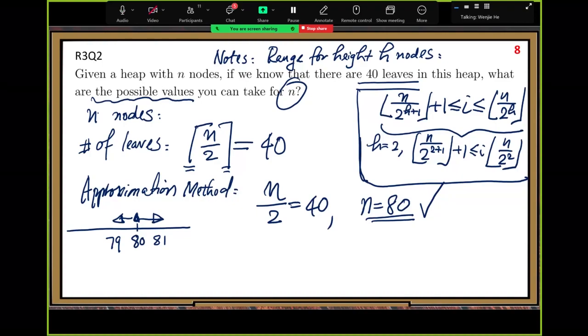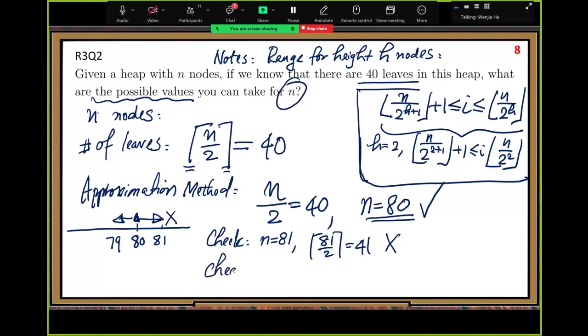All right. So check if n equals 81 is a solution or not. Try this: 81 over 2. It's 41, right? Ceiling, because you round it up, so it's not a solution. So this 81 is not a solution. You stop. Moving in that direction, you cannot get any new solution. So you should stop.